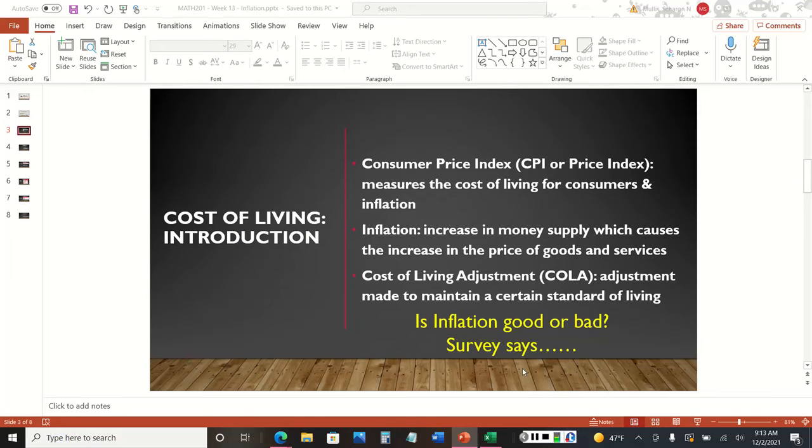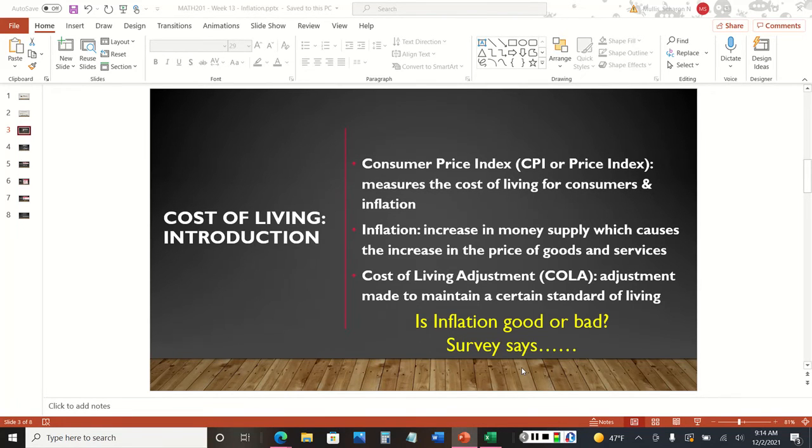Before we get into calculating inflation rates and things like that, I'll give a brief definition of some terms that you might be hearing nowadays in the news. The first term is Consumer Price Index, abbreviated as CPI, or you might just hear it called Price Index. This measures the cost of living for the consumers.